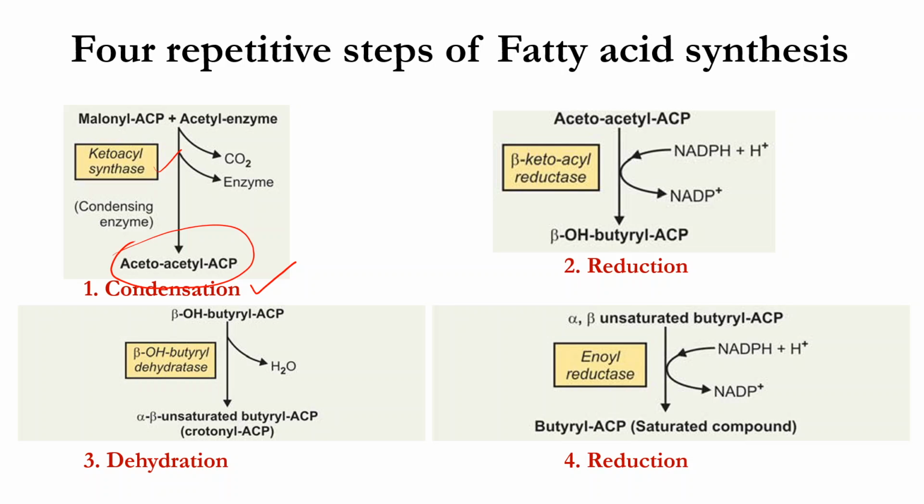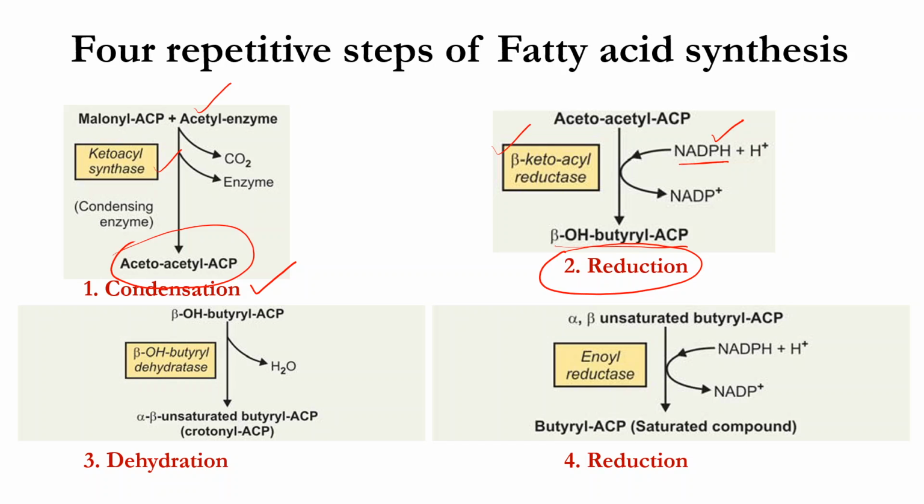In the next step, there will be reduction. In the reduction, there will be use of NADPH. We know that acetyl coenzyme A and NADPH are the 2 major substrates in the fatty acid synthesis pathway. So NADPH is being utilized, and this acetyl ACP will be reduced to beta hydroxybutyryl ACP, and the reaction is catalyzed by beta ketoacyl reductase.